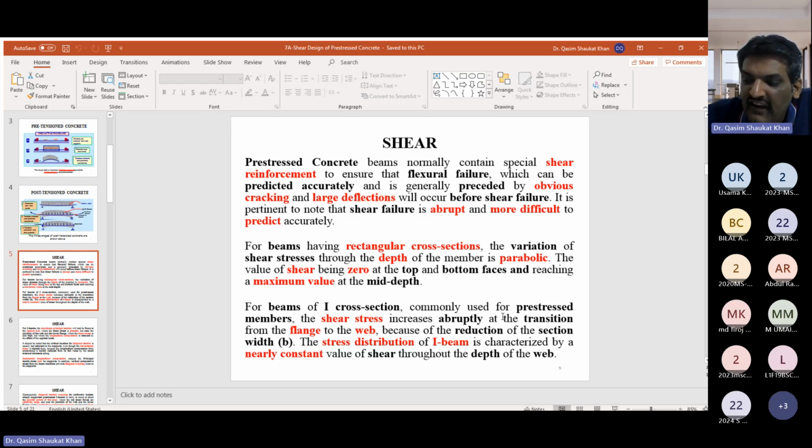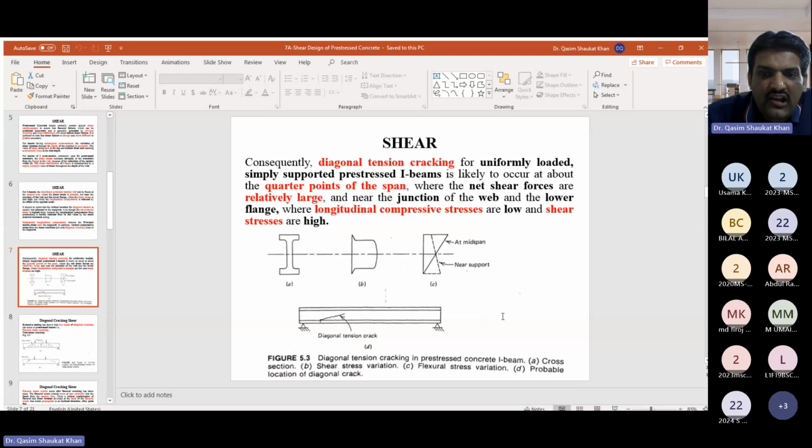So when there is a transition from flange to web, the width of the section is reduced, and width is in the denominator. So when the width reduces, the shear stress increases. Let me show you one figure. Everyone can see this figure, it is 5.3b. It is basically the shear stress variation in the I section.